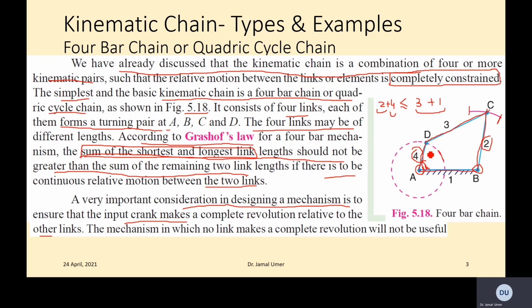And of course, one more thing here. This AD link is making a complete revolution, but link 2 is not making a complete revolution. It's rather making an oscillation from A to C. So it's not necessary that all of the links make a rotary motion. Just the crank has to do the rotary motion, which of course will be connected with the motor to get useful work.